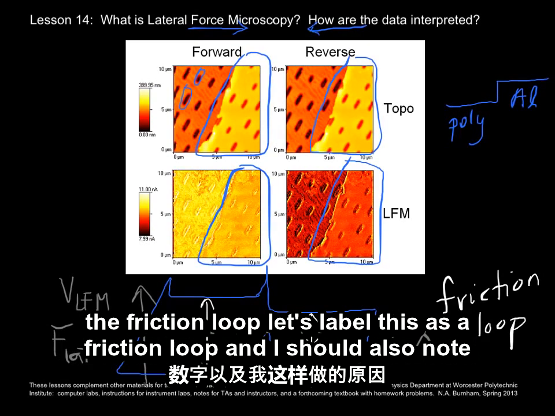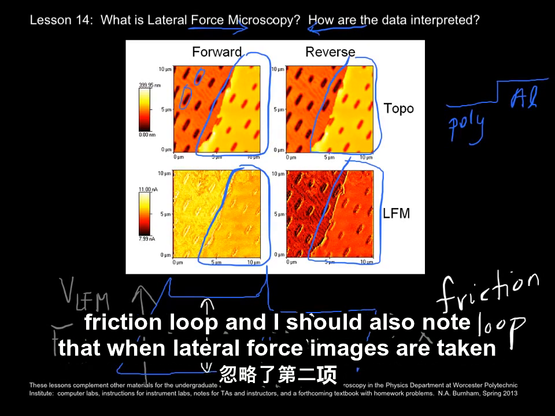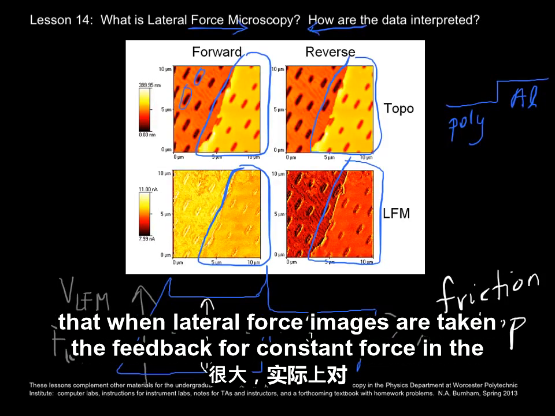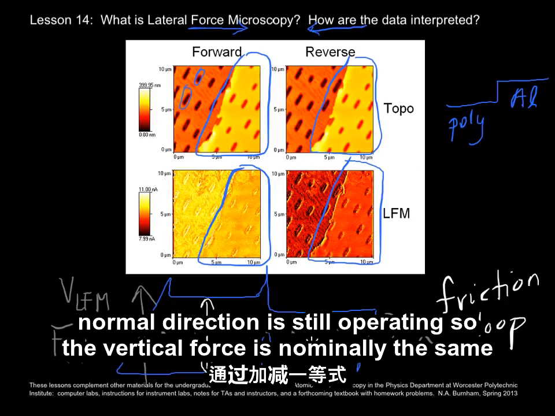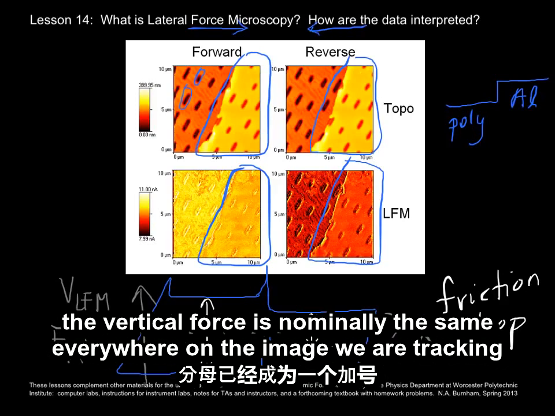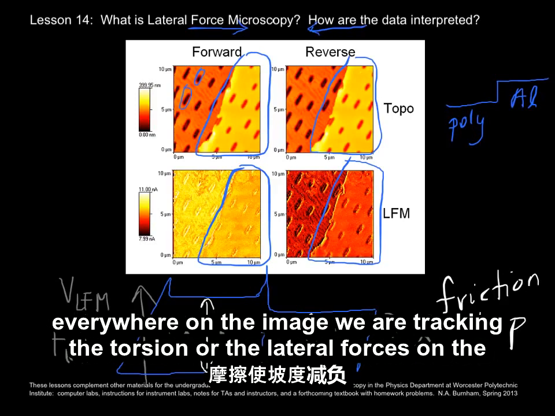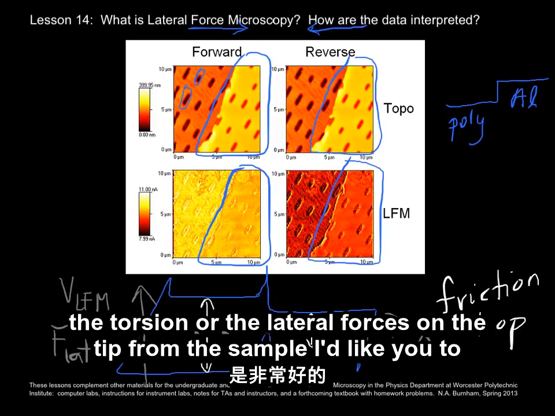And I should also note that when lateral force images are taken, the feedback for constant force in the normal direction is still operating. So the vertical force is nominally the same everywhere on the image. We are tracking the torsion or the lateral forces on the tip from the sample.